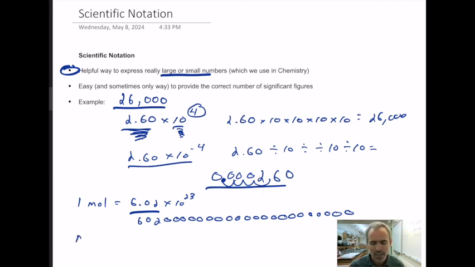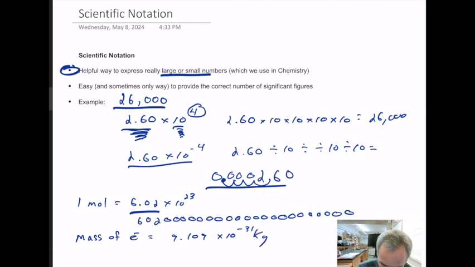Okay. Likewise, a really small number, for example, would be like the mass of an electron. So the mass of an electron is 9.109 times 10 to the minus 31 kilograms. Okay, so that means we'd have to move the decimal, in this case, 31 places to the left. So that's a tiny, tiny, tiny number.